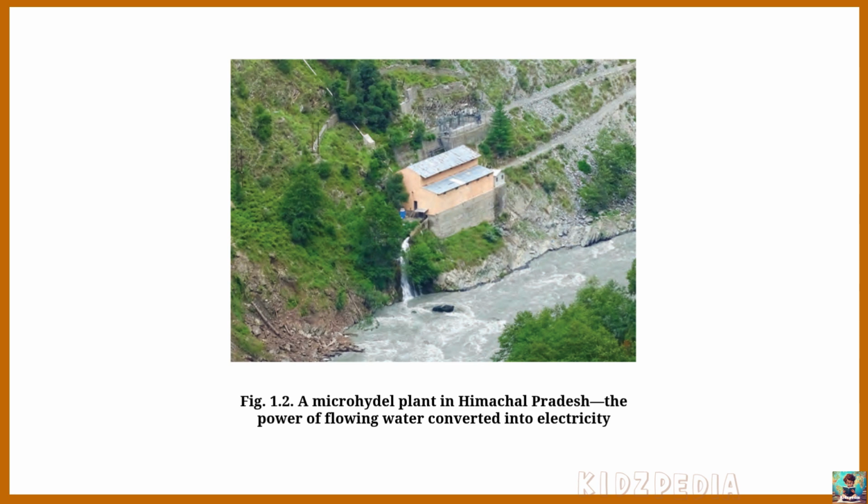Figure 1.2, a microhydel plant in Himachal Pradesh, the power of flowing water converted into electricity. A microhydel plant is a small system used to generate electricity using flowing water. Flowing water like a river or stream has energy. This moving water turns a turbine, that is a machine. The turbine helps to produce electricity.